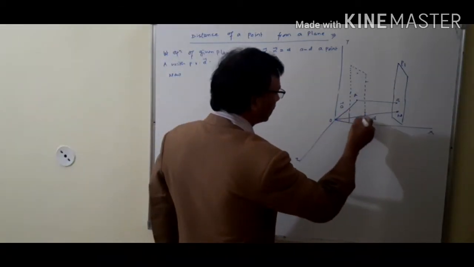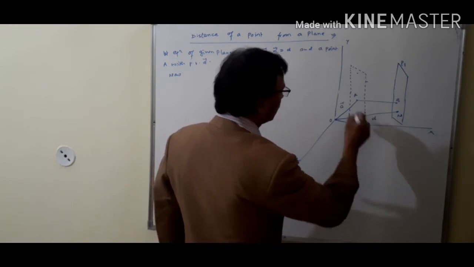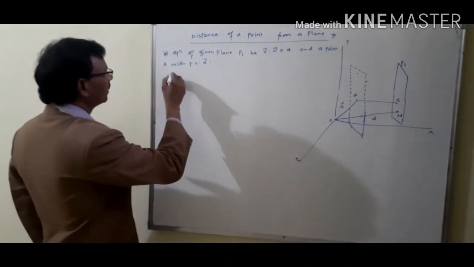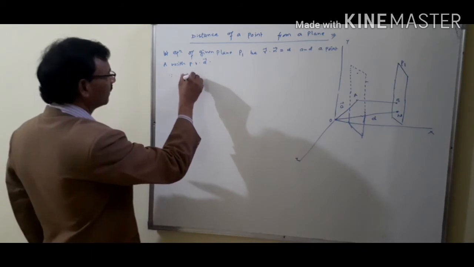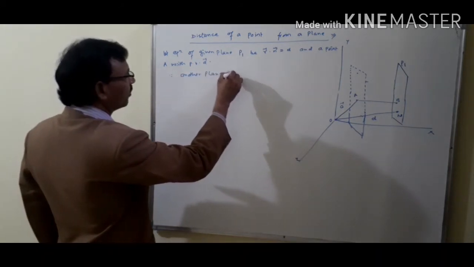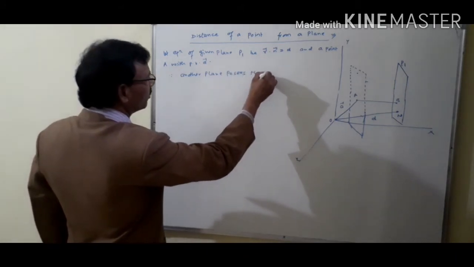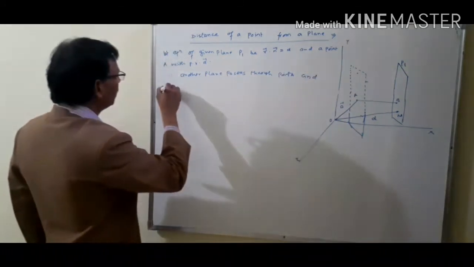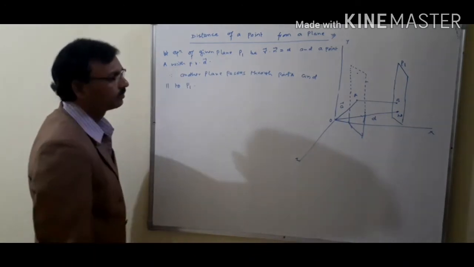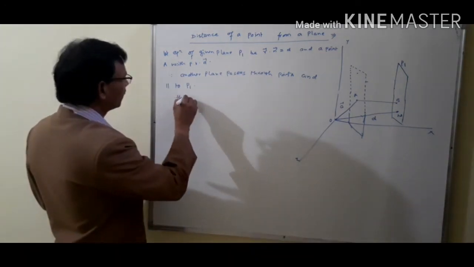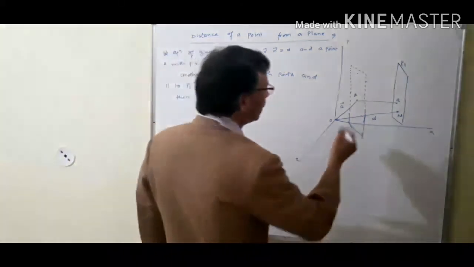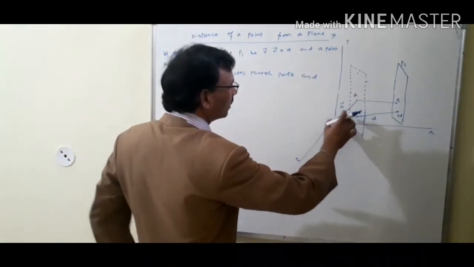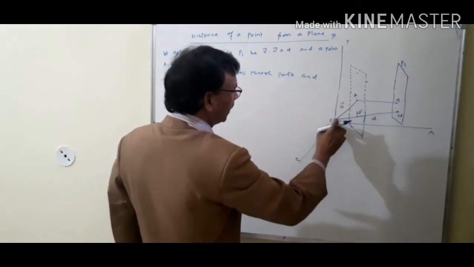And suppose this dotted plane is parallel to this P1 plane, since another plane passes through point A and is parallel to plane P1, then this is the N dash, ON dash. ON dash is the distance of this plane from the origin.